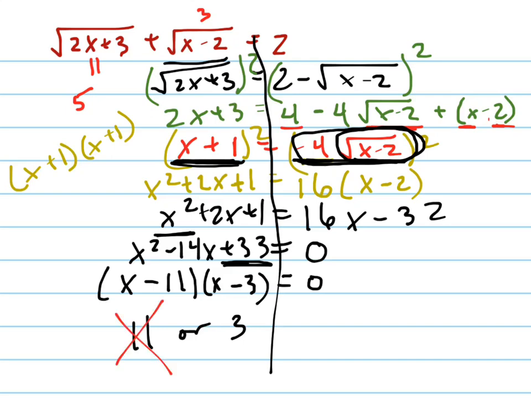Now try 3. If you plug in 3 in here, 3 times 2 is 6. 6 plus 3 is 9. Square root of 9 is 3. Plug in 3 minus 2 is 1. There's 1, and 3 plus 1 equals 2 is not true, so that's not true either. So we actually got two solutions. It seemed like they were right, but neither one of them worked. So there's no solution.